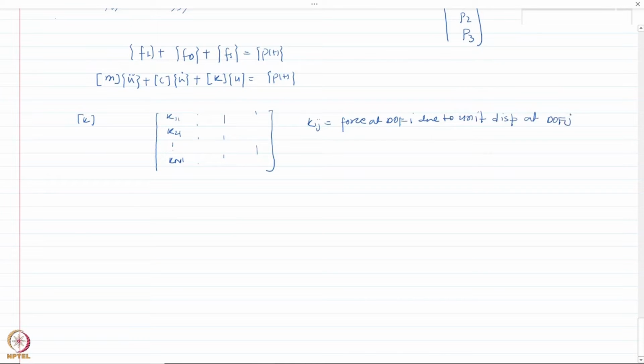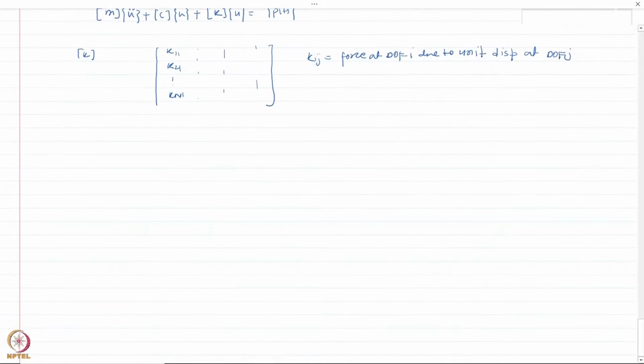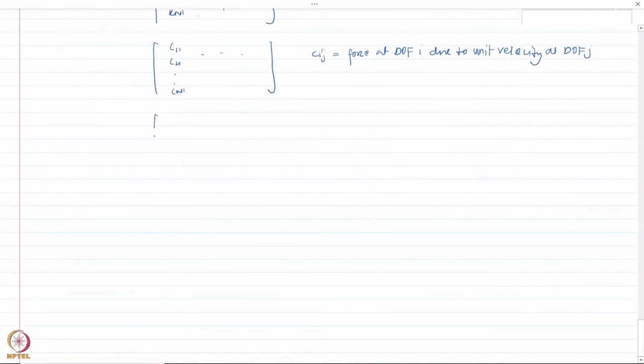The same concept can also be extended for the damping matrix. Let us say C11, C21, Cn1, and the damping matrix can be obtained assuming Cij would be the force at DOF i due to unit velocity at degree of freedom j. Similarly, the mass matrix can also be found out like that.